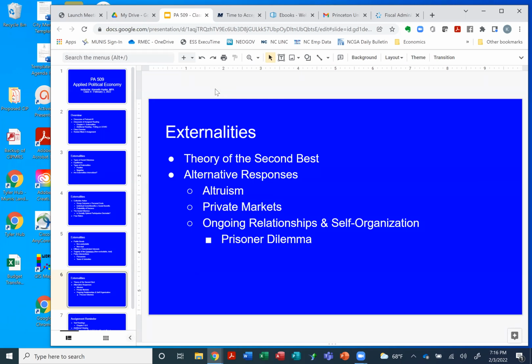Next week, we'll talk a little bit more with respect to the prisoner's dilemma and go through some examples of that. I did not want to try to do that tonight. But we will definitely talk about the prisoner's dilemma next week.